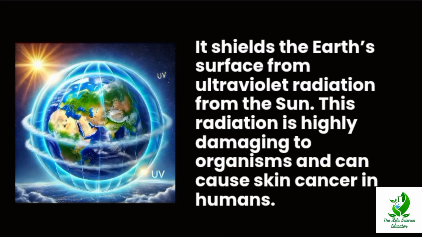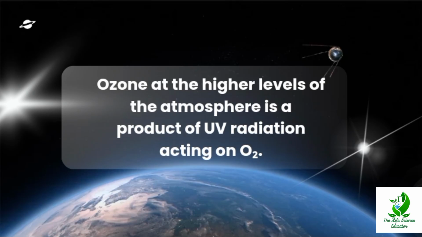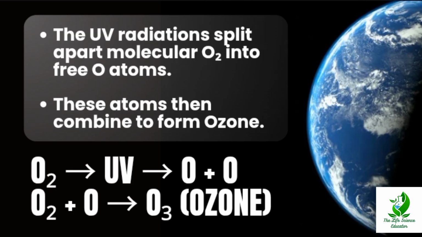Now let us see how the ozone layer is formed in the atmosphere. Ozone at the higher levels of the atmosphere is a product of UV radiation acting on oxygen. The UV radiation splits apart molecular oxygen into free oxygen atoms. These atoms then combine to form the ozone layer. So here you can see the oxygen, when it reacts with the UV radiation, splits apart into oxygen atoms, and these oxygen atoms combine with the oxygen molecule and form the ozone.